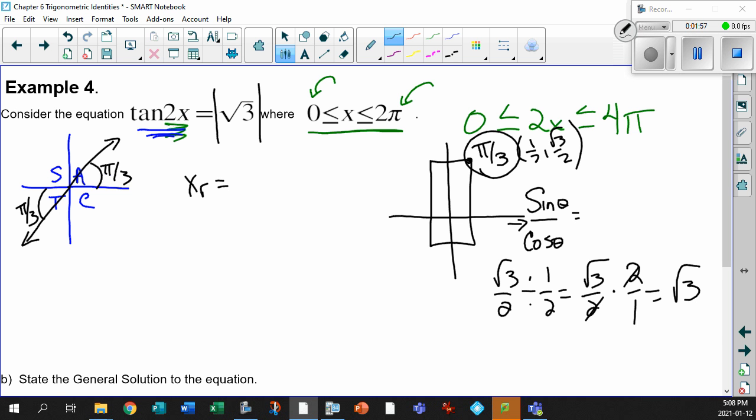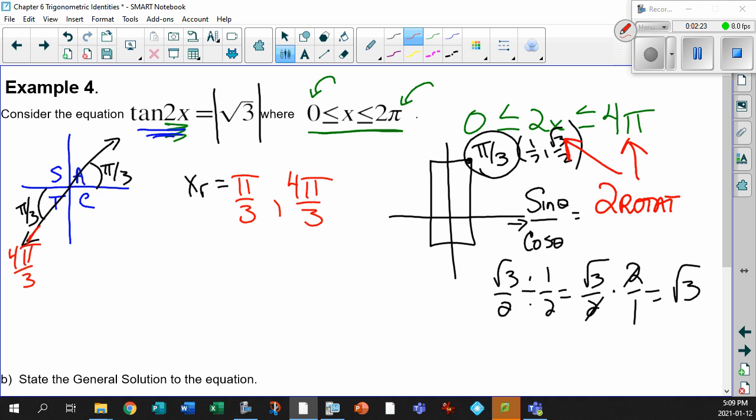Now, what does this mean? This means you have 2 angles at present. You have pi over 3 as one of the angles, okay? And the next angle, of course, is going to be way out here, which is going to be at 4 pi over 3. There's your 2 beautiful angles. But remember, though, this is for 2 rotations. So it means that you have to go around not just once like what we just did, but you have to go around a second time.